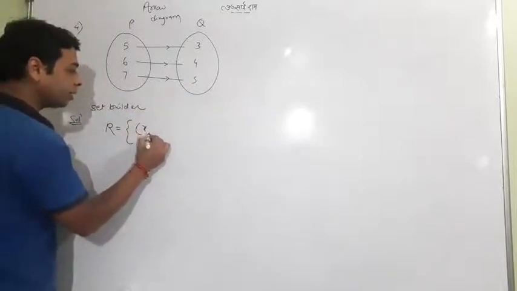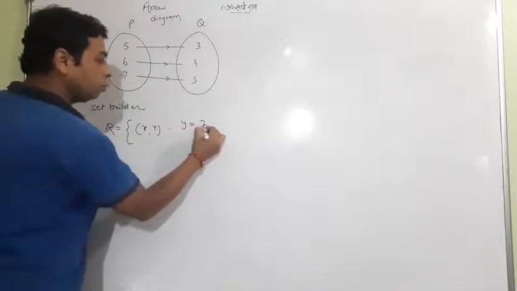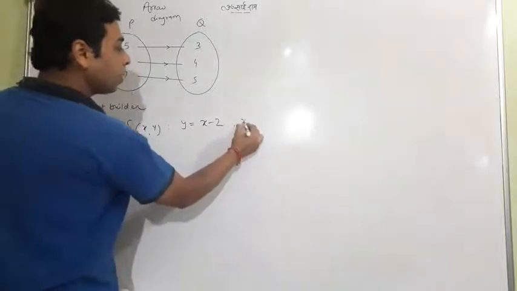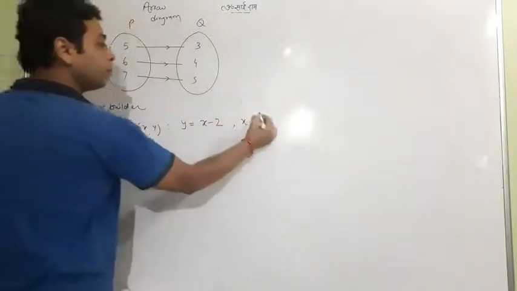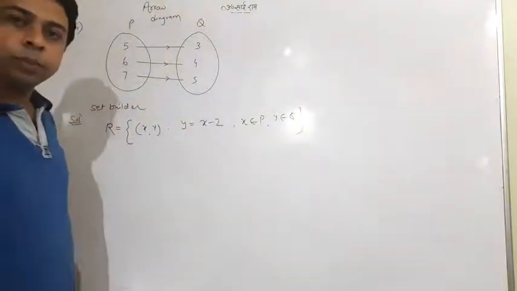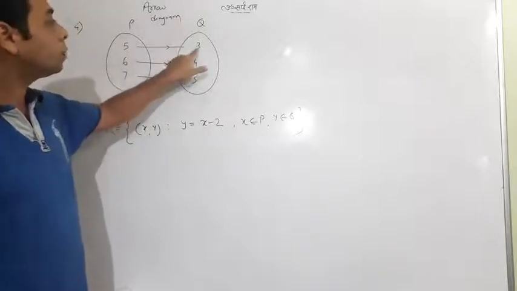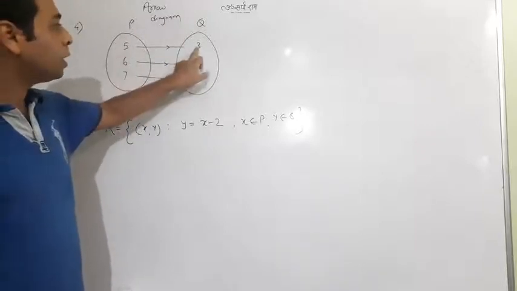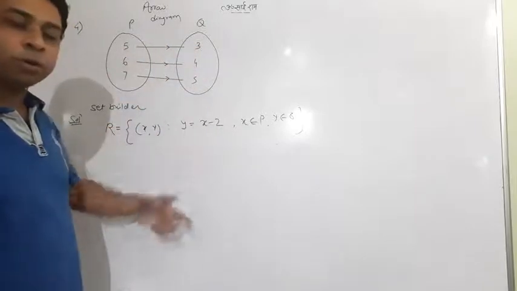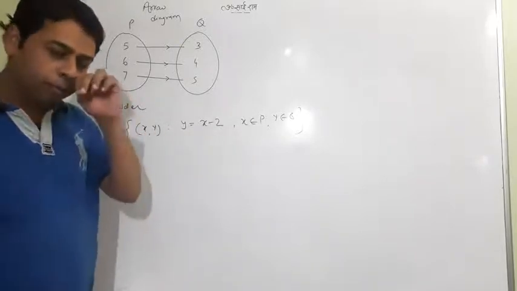So I will write here {(x, y)} such that y is 2 less than x, y equal to x minus 2, where x is in P and y is in Q. And that's the answer. Very easy. One can simply take the relation between these two: y is 2 less than 5. You just have to manage your writing in the set builder form, and that's the answer.